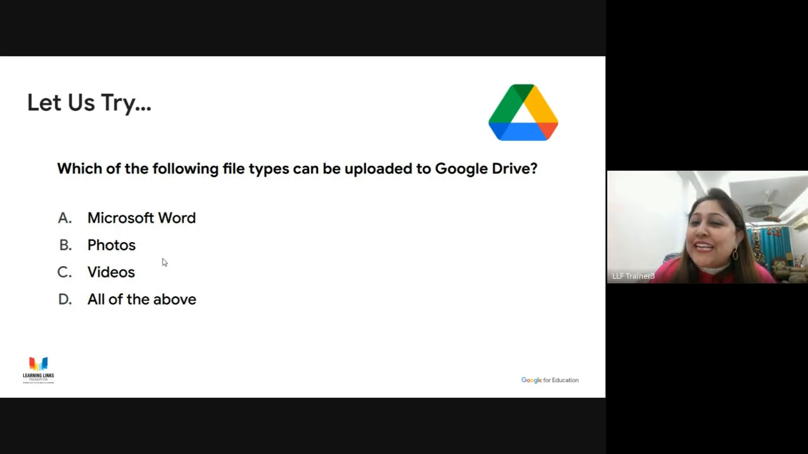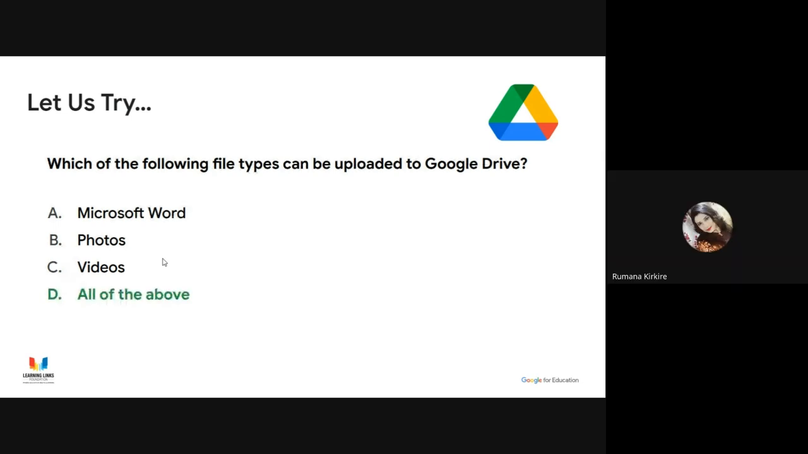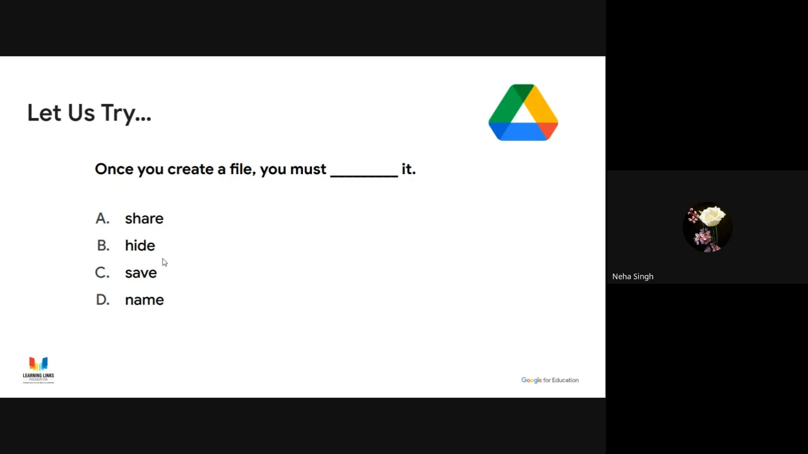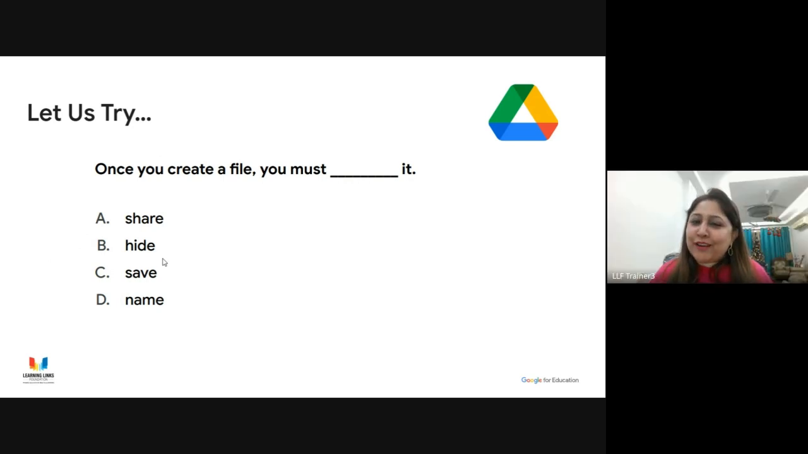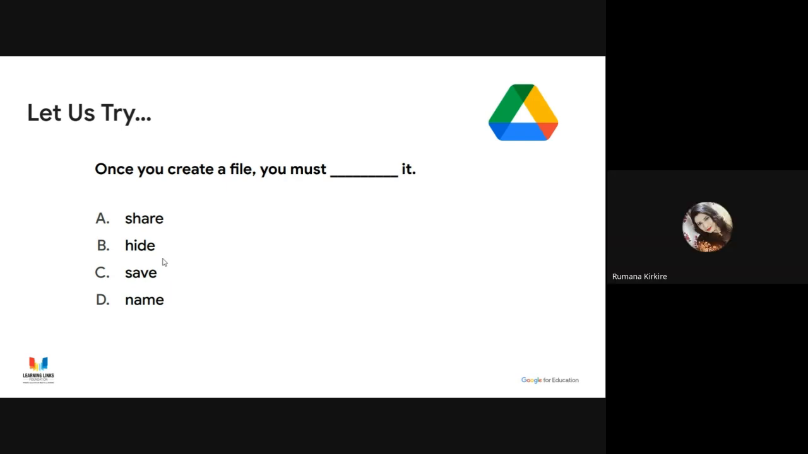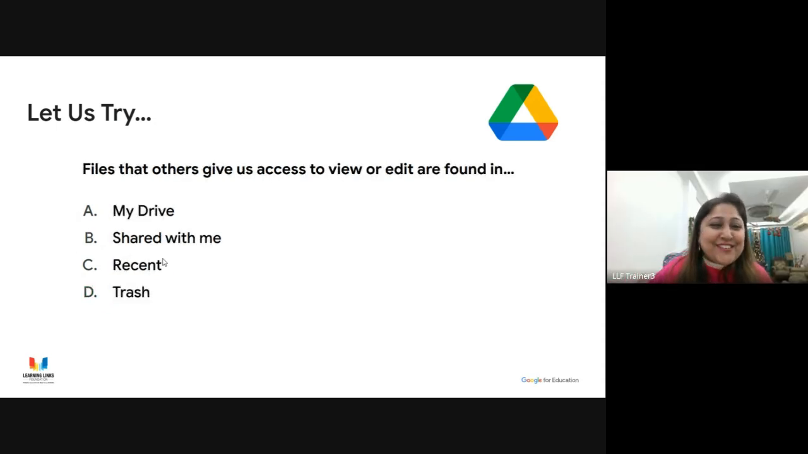Which of the following file types can be uploaded to the drive? Is it just the Word, just photos, just videos, or all? Perfect. All of the above. Oh, we are all champions here already. Once you create a file, you must share it, hide it, save it, or name it. Name it. There is no possibility of saving. So that's the beauty of Google.